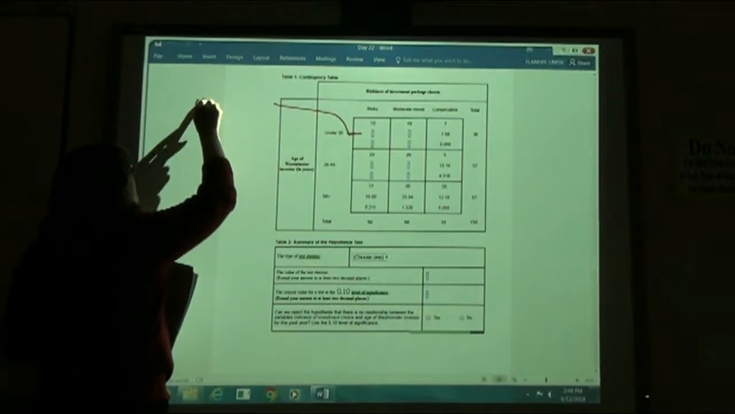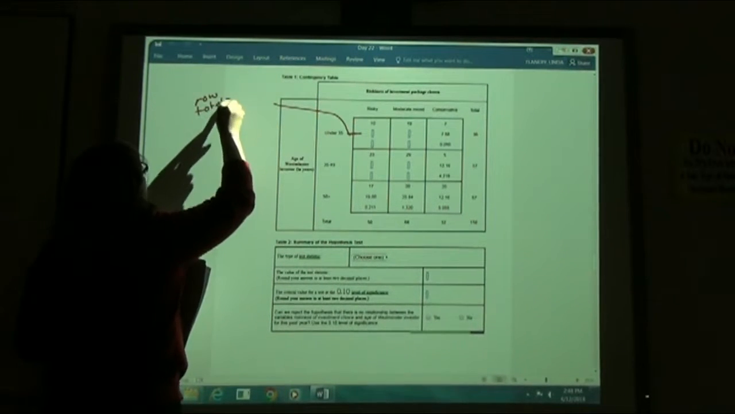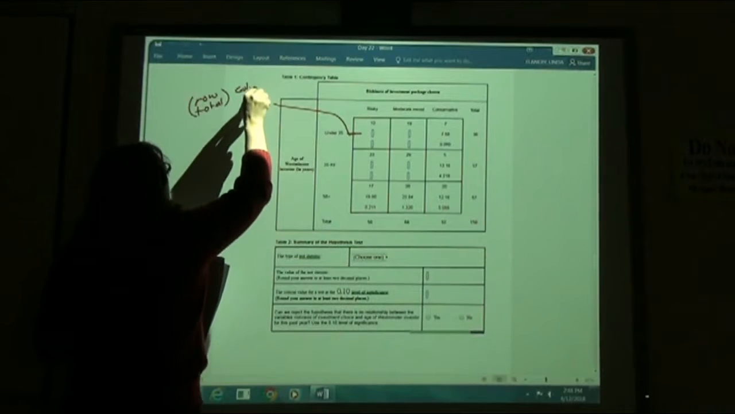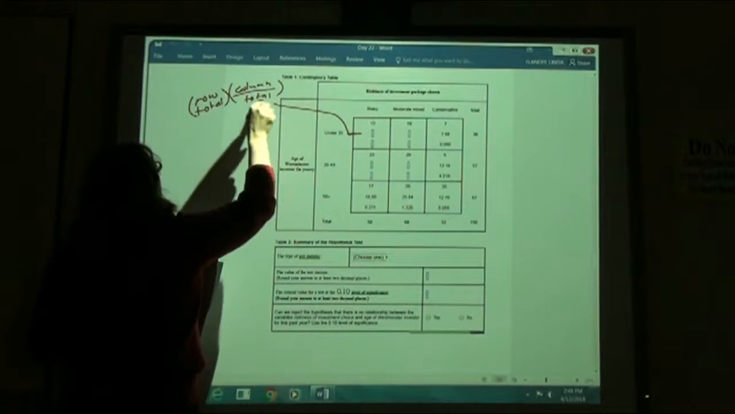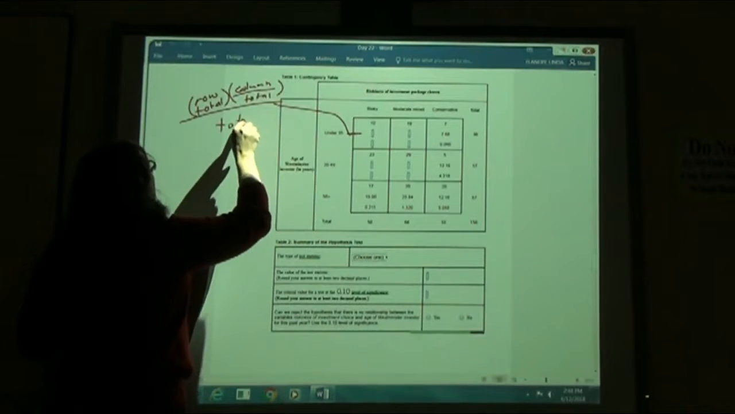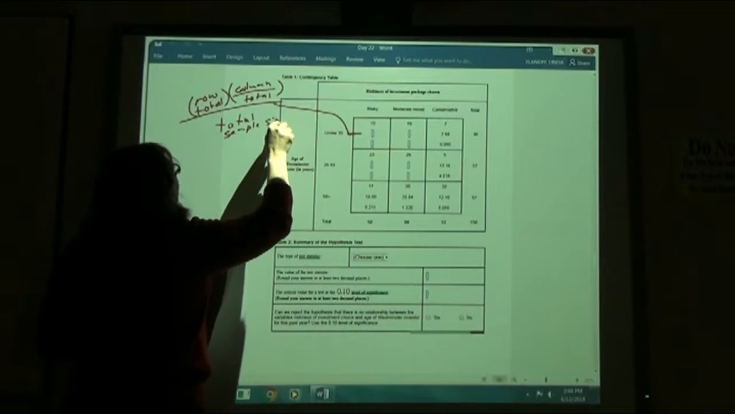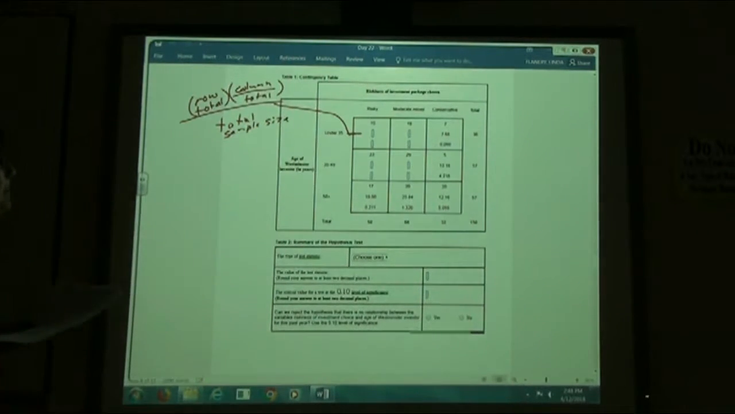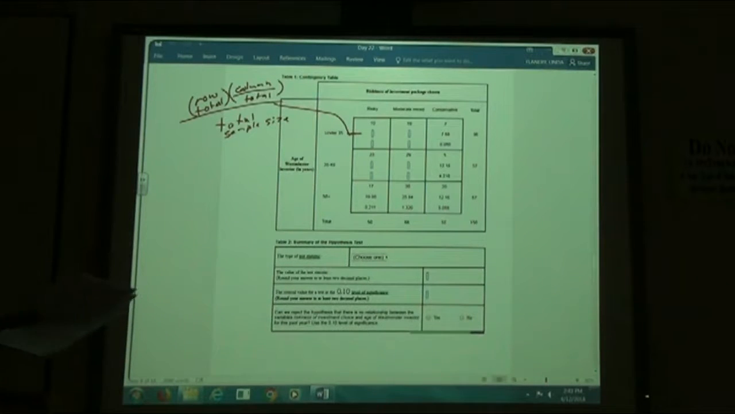The top value is what we did on problems 1, 2, and 3. Row total times column total divided by the total sample size. So the top numbers are what we did on problems 1, 2, and 3. So I'm just going to go ahead and do the top numbers first. I'm going to do them all in red, and then I'll switch colors for the bottom.